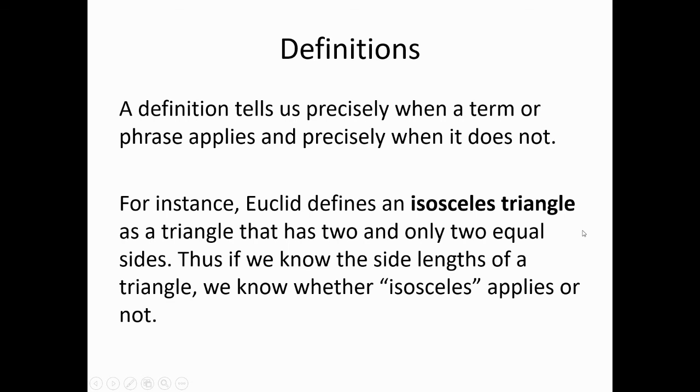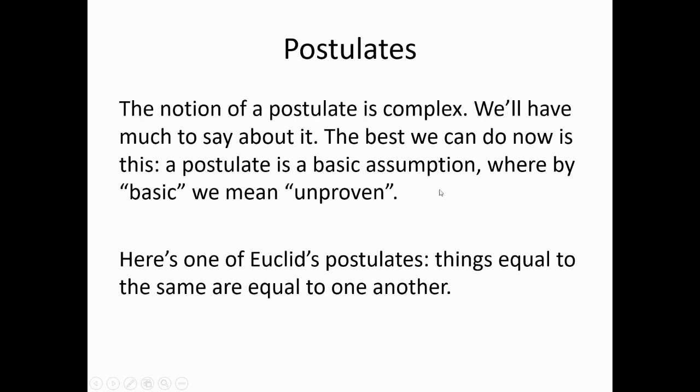We'll have much more to say about definitions in the future, but that's our first example. Now, the second kind of statement that you find in Euclid's Elements is a postulate. So after definition comes postulate. Now, the notion of a postulate is more complex than that of a definition, and we'll have much to say about it throughout the course of the year.